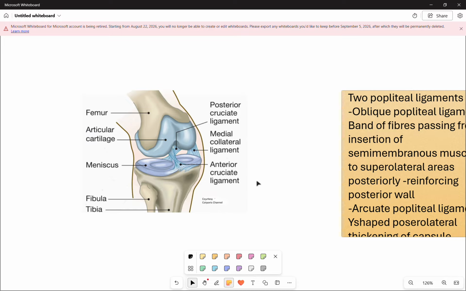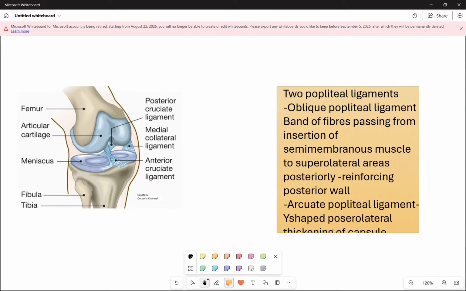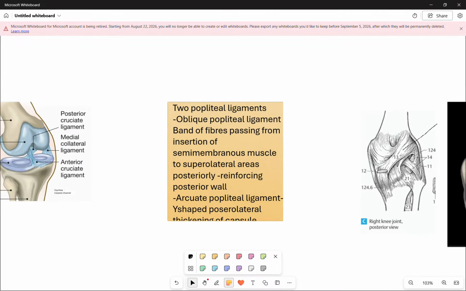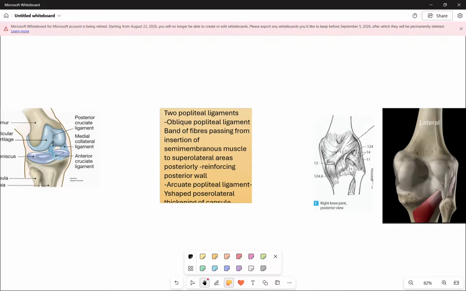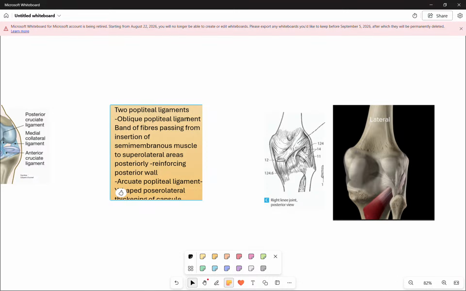And there are two more ligaments which are known as popliteal ligaments. One is oblique popliteal ligament. Oblique popliteal ligament arises from, these are bands of fibers from the insertion of the semimembranosus, and they go to the superolateral areas of the capsule of the knee joint. So that is the oblique popliteal ligament, and this reinforces the posterior capsule of the knee joint.